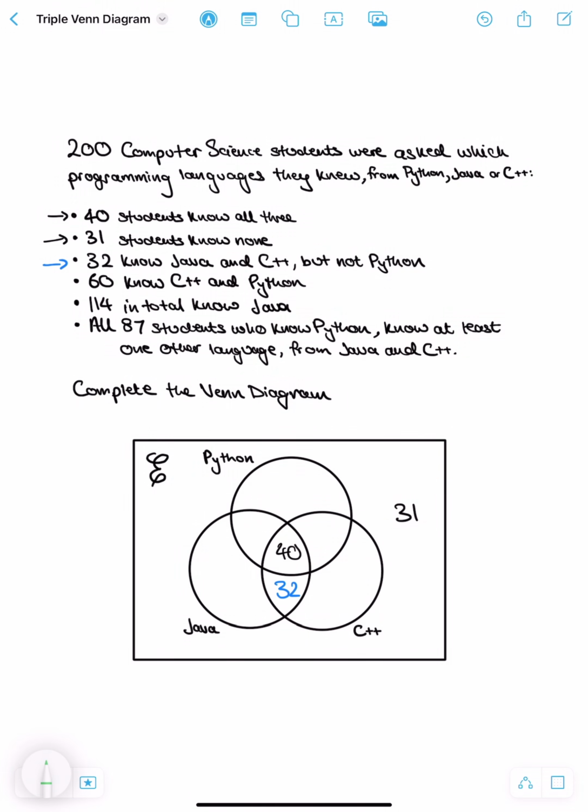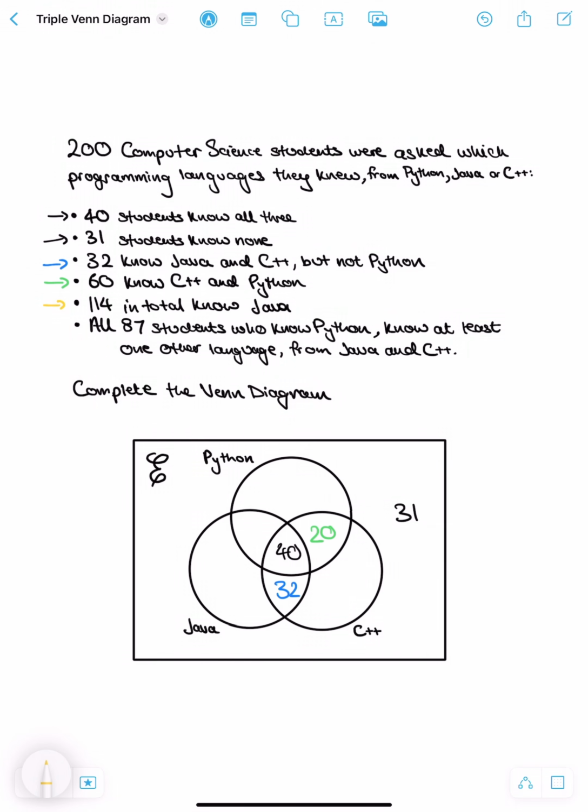Now this next point is the one where people tend to make mistakes. 60 know C++ and Python. So if we're looking at C++, this is our circle. And if we're looking at Python and C++, that's this segment here, so we can ignore this. The total of this entire segment, which includes this part and this part, must add up to 60. So in the missing bit, we put 20, which is 60 minus 40.